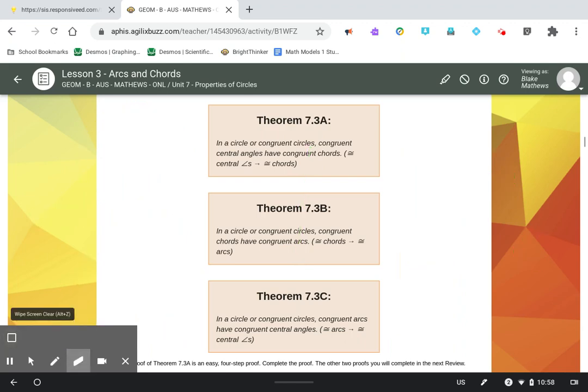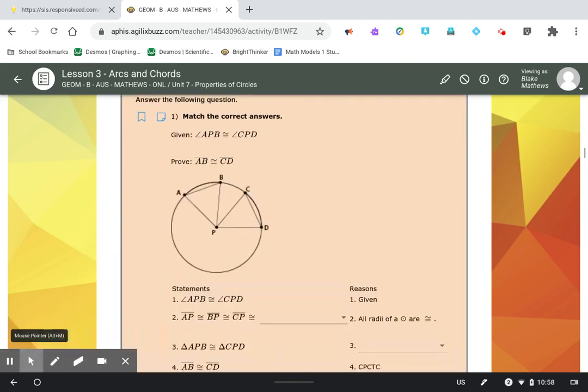Okay, so let's hop down here. First things first, let's go through our proofs, and we're going to do these together. You're not responsible for doing the proofs yourself. I'm always going to go over these for you. Okay, we have given angle APB is congruent to angle CPD. So those angles are congruent. They want us to prove that this is congruent to this. So AB is congruent to CD. Okay, so I think we can get there. We already know there is a theorem for this, but we're going to have to prove it.